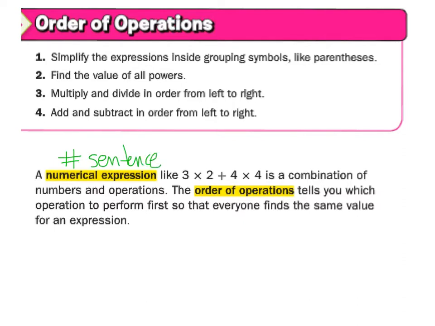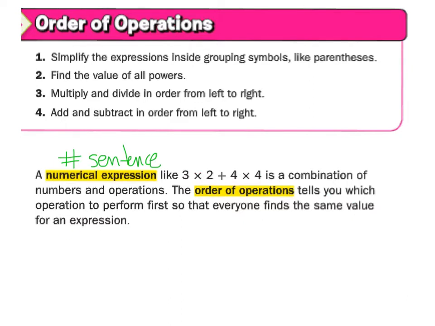like 3 times 2 plus 4 times 4, is a combination of numbers and operations. We have numbers, and we have multiplication, addition, and then a second multiplication. The order of operations tells you which operation to perform first so that everyone finds the same value.